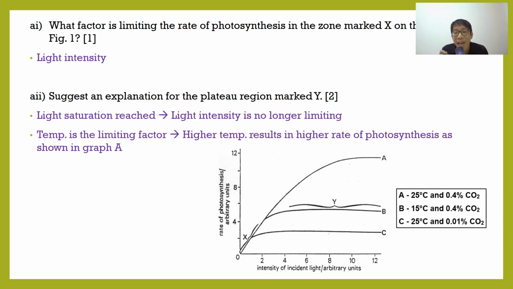So instead of leaving it so vague that another factor is limiting, full stop, you can conclude which one it is from the graph. Temperature is the one, because you can compare graph A and B and see that as temperature increases in graph A, the rate of photosynthesis also increases. So between A and B, we can conclude temperature is the limiting factor when the light intensity is high.